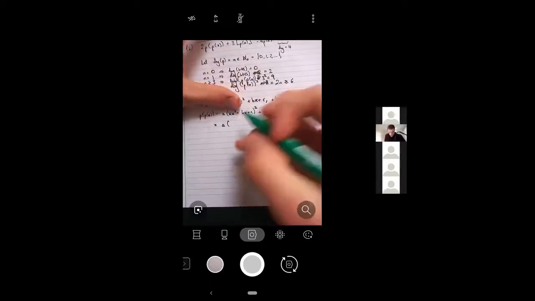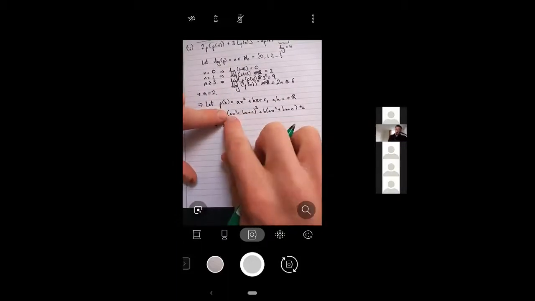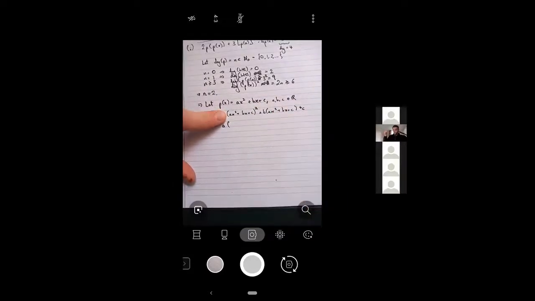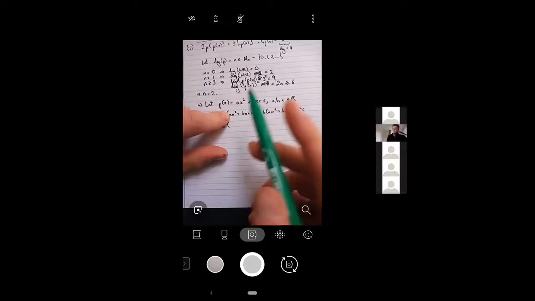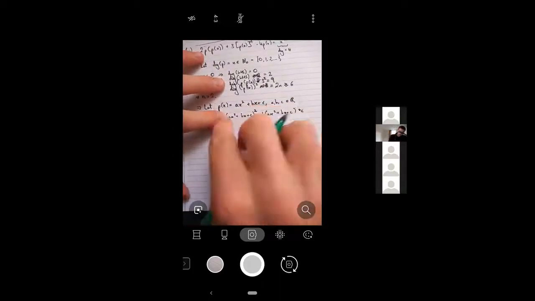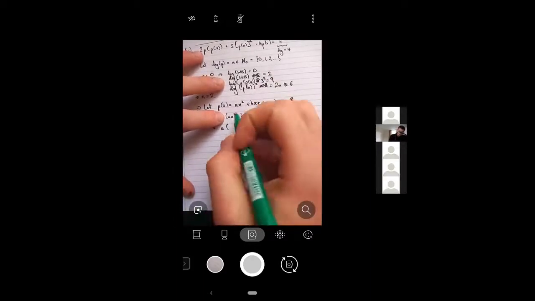So let's square this. The best way of squaring a bracket with multiple terms in it is to square each term and then multiply each pair of terms and times it by 2. Okay, because if you think about it, if we've got this bracket times itself, then I'm just going to write that out here.